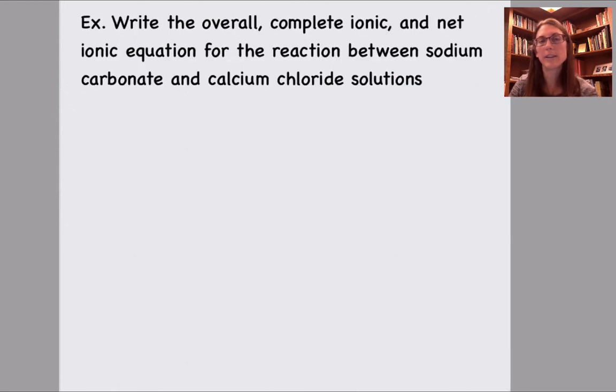So I'm going to do one final example. We're going to write an overall reaction equation, complete ionic and net ionic equation for the reaction between a sodium carbonate solution and a calcium chloride solution. That word solution indicates that we have an aqueous solution, and so I know what those state symbols are going to be. So there are my reactants.